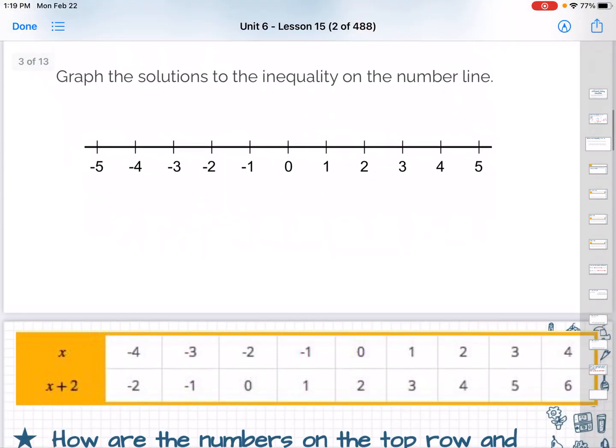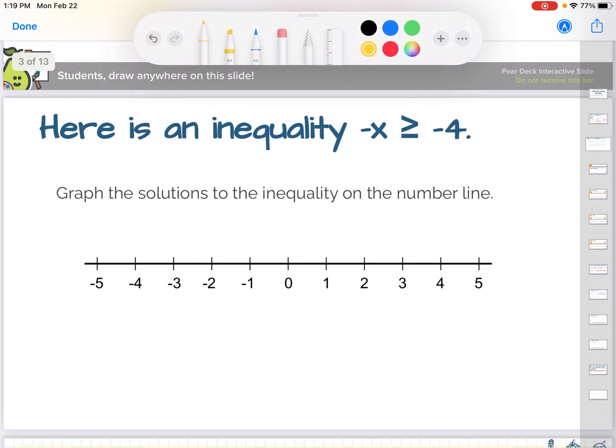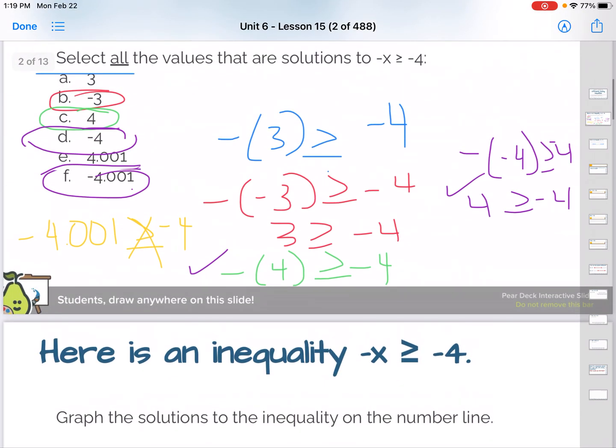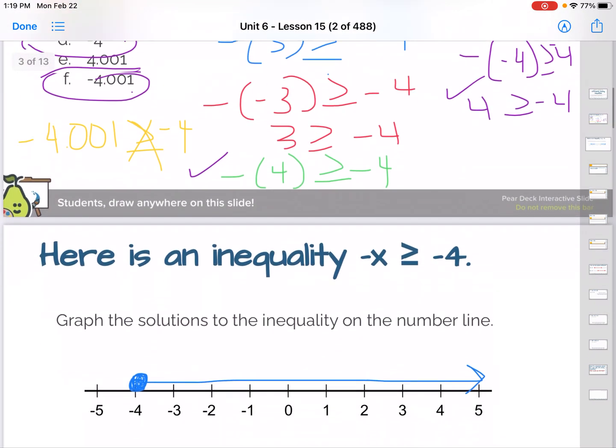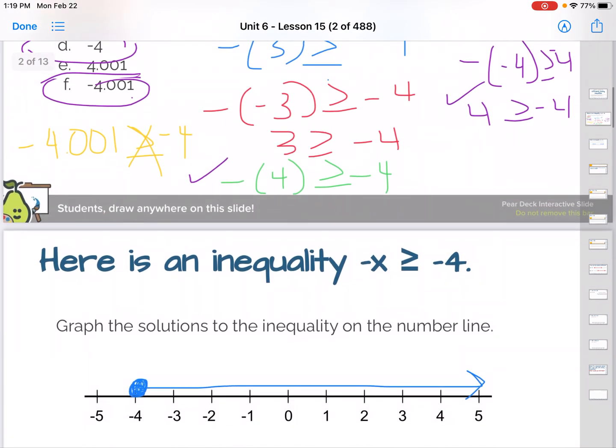All right, they want us to graph the solutions on the number line. So I know that I'm going to have a closed dot on -4. And I know that I'm doing all of the numbers this way, because if I look at my answer choices, that would be -3, -4.